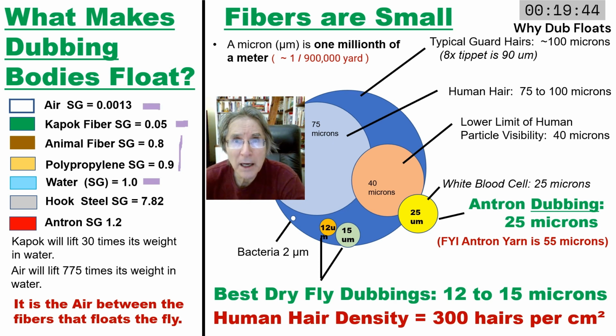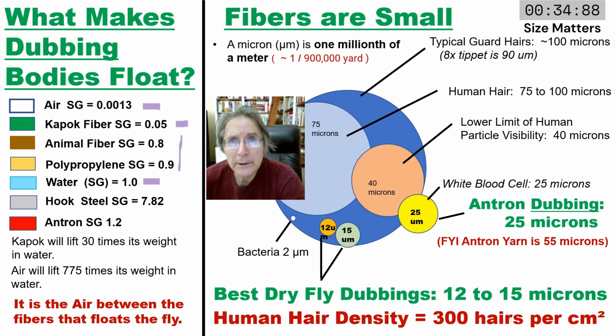Now, although the kapok fibers will lift 30 times its weight, there isn't enough material there to overcome the weight of the hook. Air will lift almost 800 times its weight, and the air trapped between the fibers is what floats our fly. Once this air is replaced, our fly will sink, regardless of the materials that we're using.